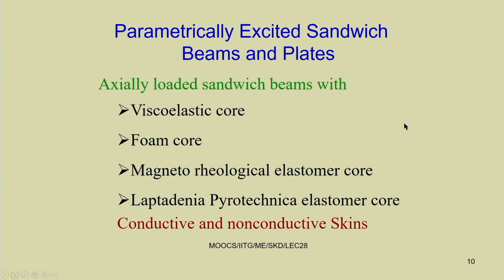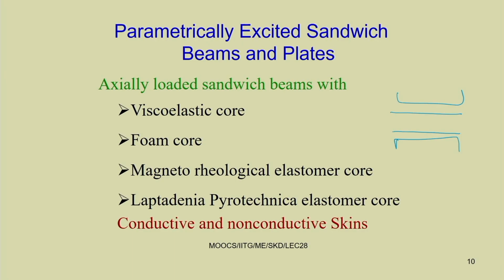So, for example, when we are taking this non-conductive type of skin and apply this magnetic field, the skin layer will not experience any force or movement. But when you are taking a conductive skin and applying this magnetic field to actuate the sandwich core material, that time the skin also will be subjected to this axial loading, due to this Lorentz force and movement. So, taking those force and movement in the skin layer, the equation of motion will be different for this conductive skin and non-conductive skin.